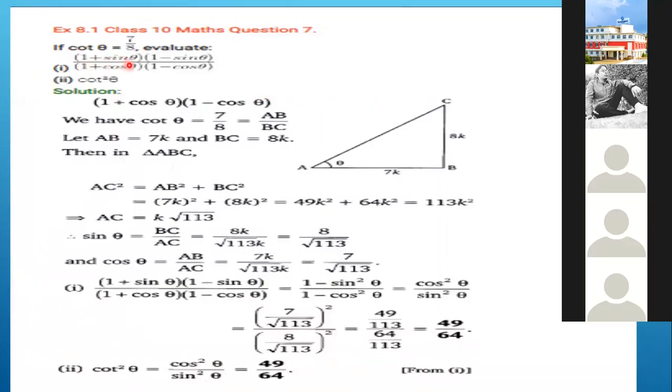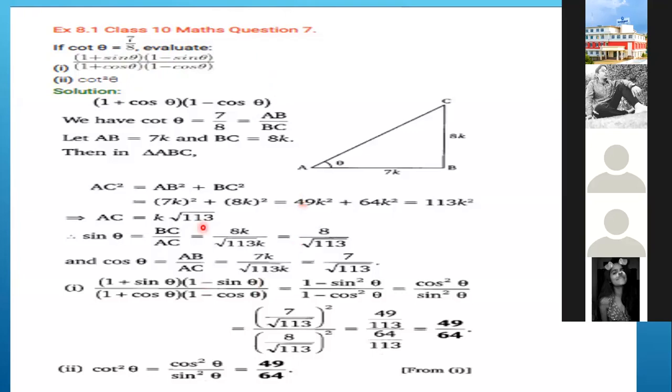1 plus sin theta into 1 minus sin theta divided by 1 plus cos theta into 1 minus cos theta. So this one I can take a plus b into a minus b, the numerator. Denominator is a plus b into a minus b, children. 1 plus sin theta into 1 minus sin theta I can write as 1 minus sin square theta. Am I clear? All of you right, children?